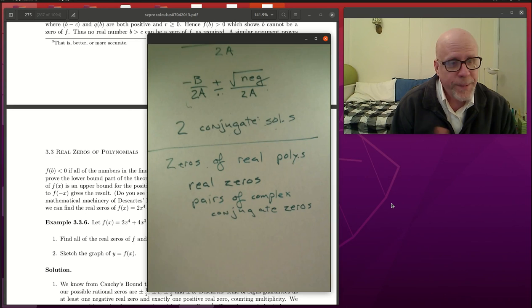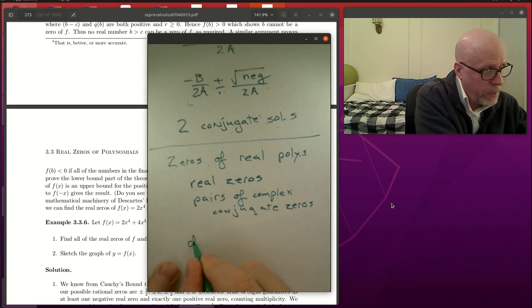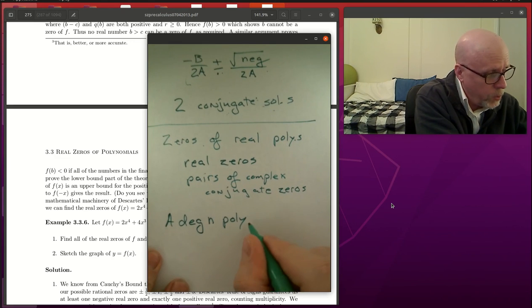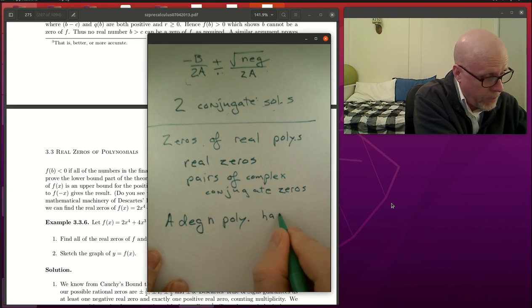Ordinarily, you can have sort of any number of zeros. There are some things you can say. For instance, if you've got an odd degree polynomial, it's got to have at least one real zero. But if you look over the complex numbers, what happens is it has exactly as many zeros as its degree. So degree n, I'm sorry, I should make this into a sentence. A degree n polynomial has n zeros.